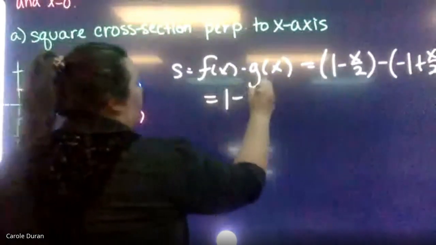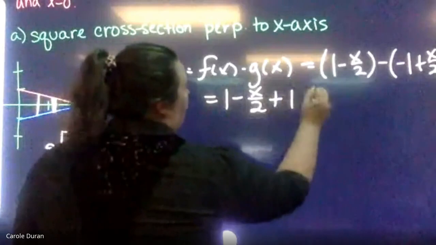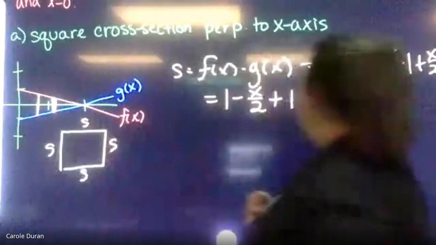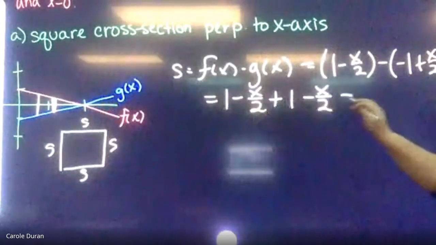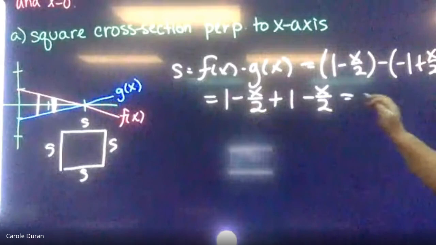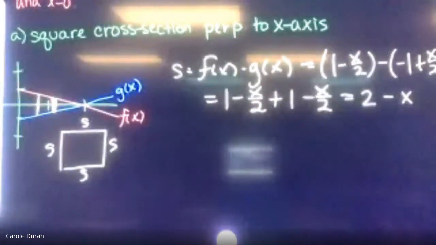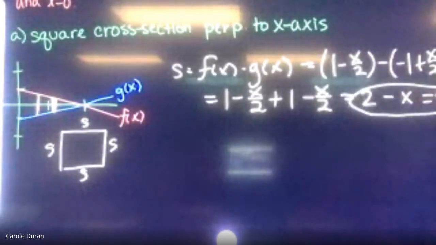So this becomes 1 minus x over 2 plus 1 minus x over 2. The 1 and the 1 become 2. -1/2 and -1/2 become -1. So this simplifies into 2 minus x. So that means my side lengths at any given x value is equal to 2 minus x. This is what I'm going to use to establish my area equation, and then to establish my volume integral.